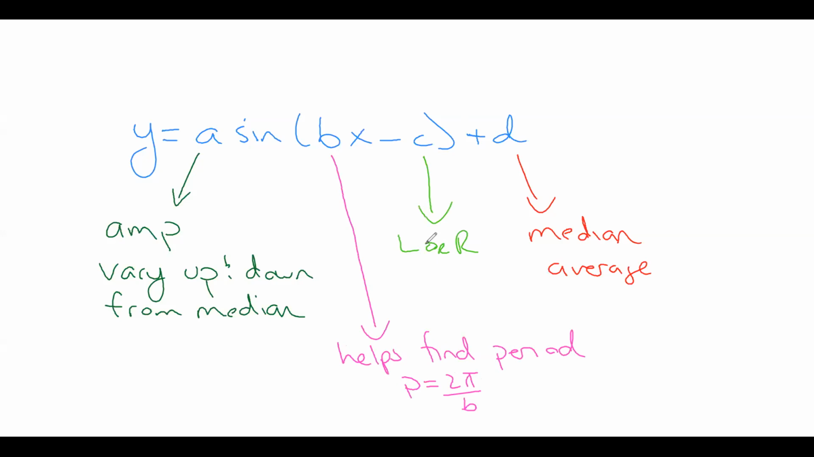When you're analyzing these things, you always start at the median line first, then amplitude, then period, and then our final question is, has the graph been moved left or right? The answer is yes or no. I never need you to find that value other than doing a regression.